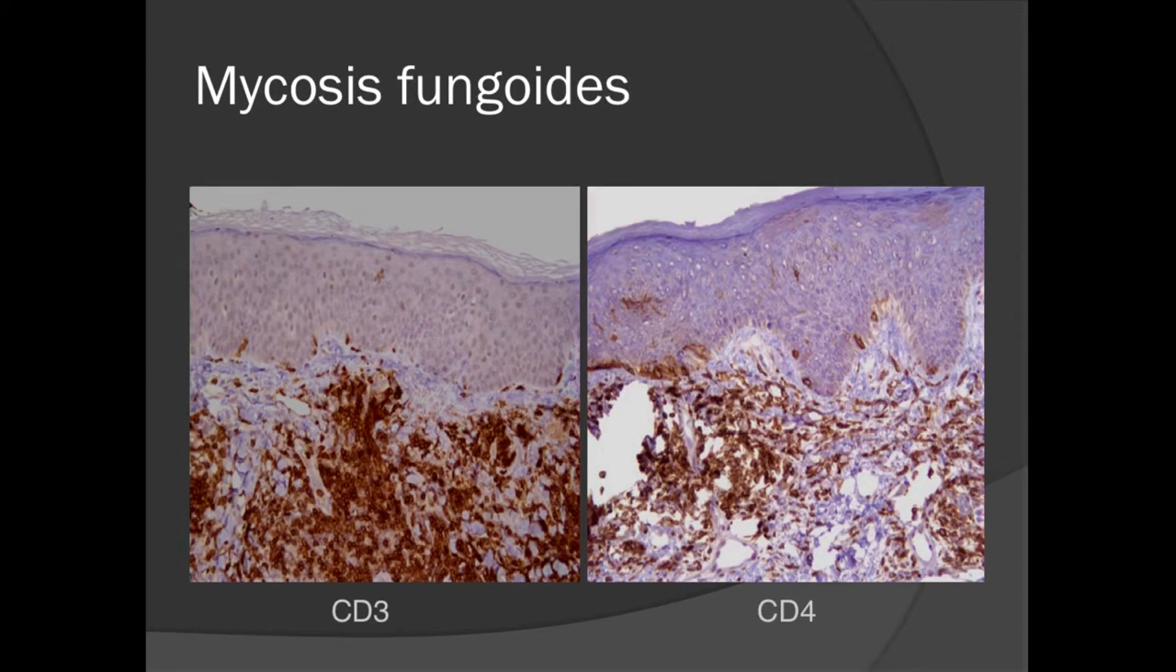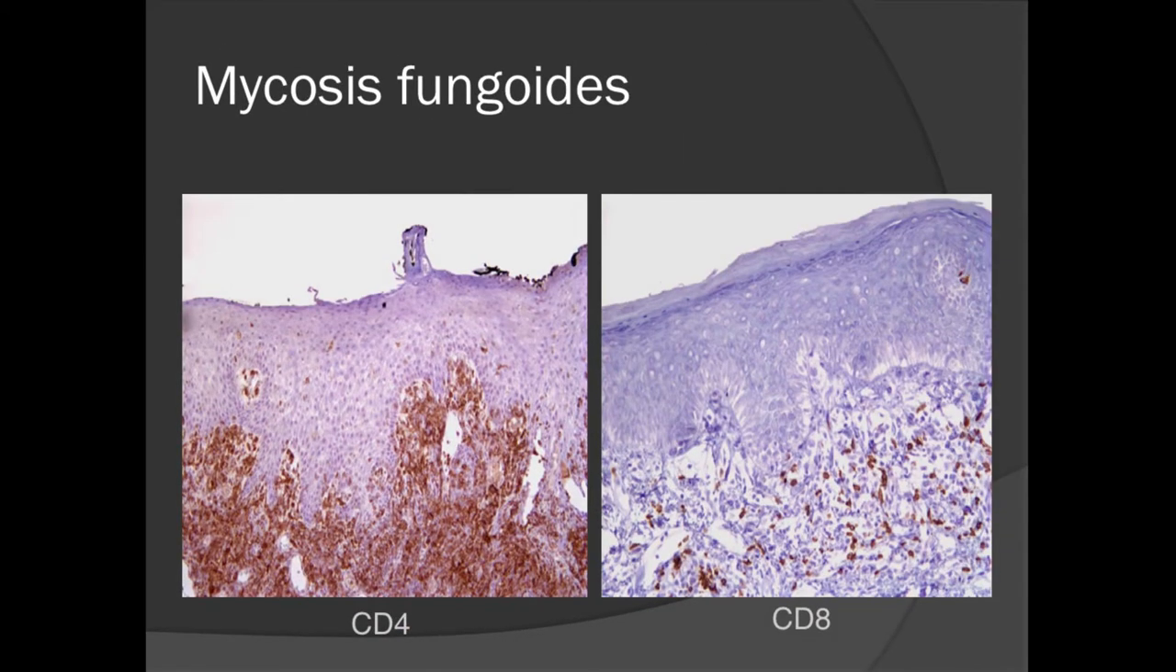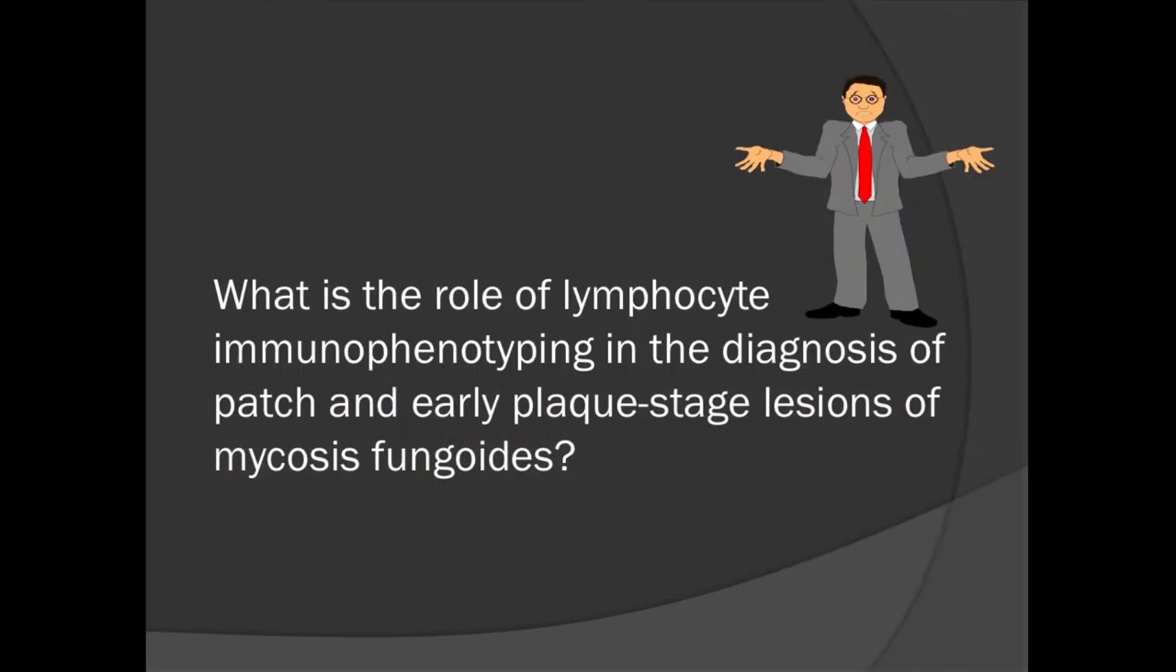In an ideal world, MF looks like this. CD3, CD4. And if you compare CD4 and CD8, it looks something like that. Okay, that's pretty easy. So this should be easy. Who cares about histology? We just use immunohistochemistry and make a diagnosis. It's easy, right? Okay, so let's take a look.